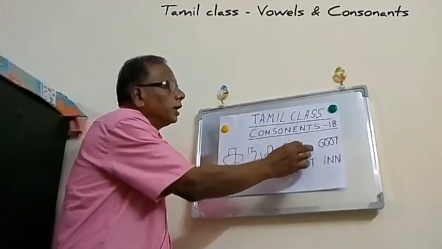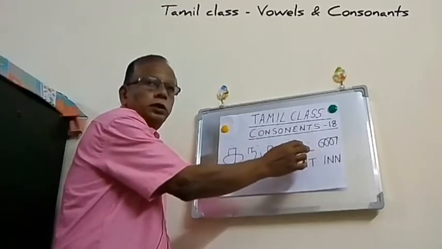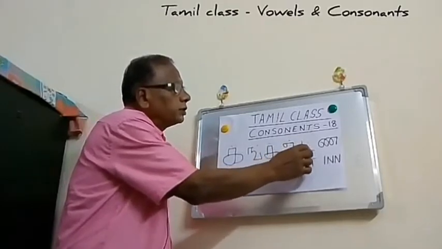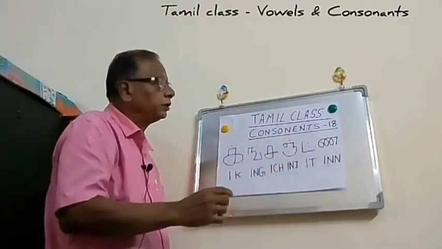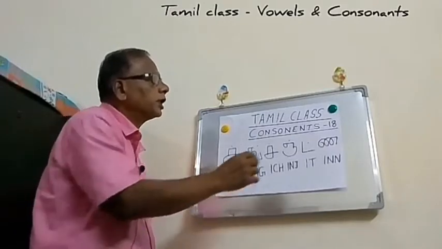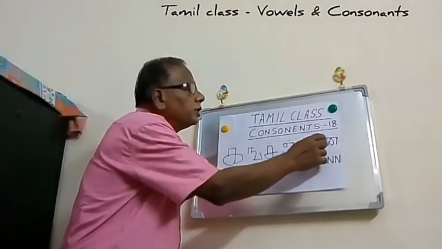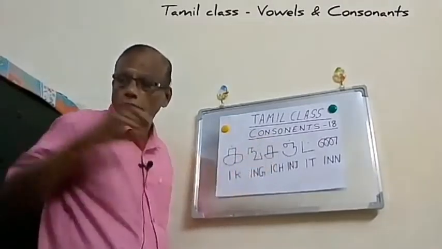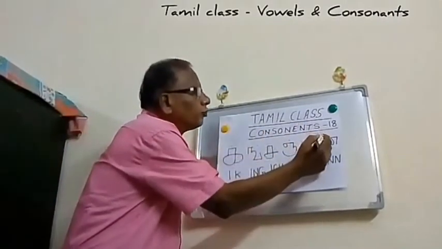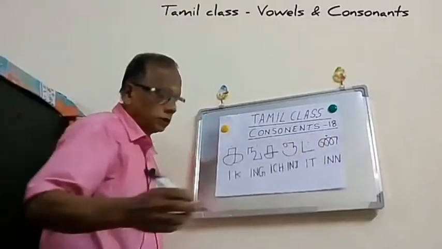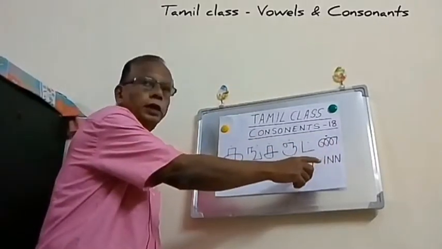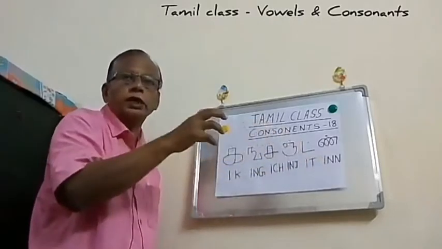Then comes it. It, IT. This is a simple letter like this, and put a dot. It's called it. Then comes in. Three circles, put a dot. It's called in. And always don't forget to put a dot here. So if you write three circles, it's called in. That's why I am writing three circles and a dot.